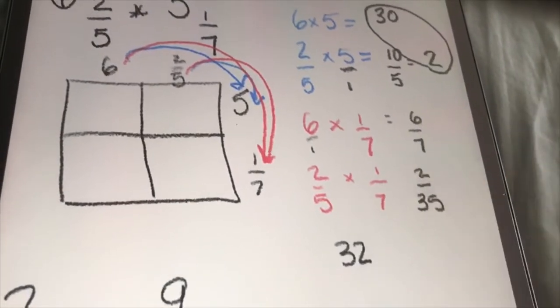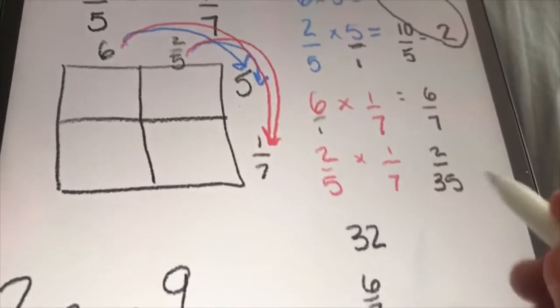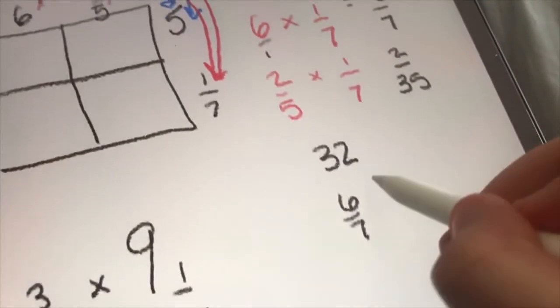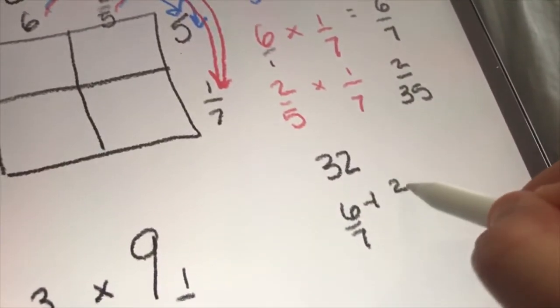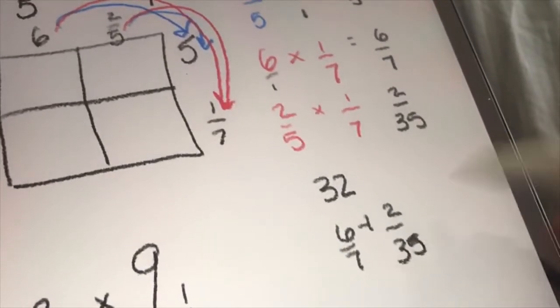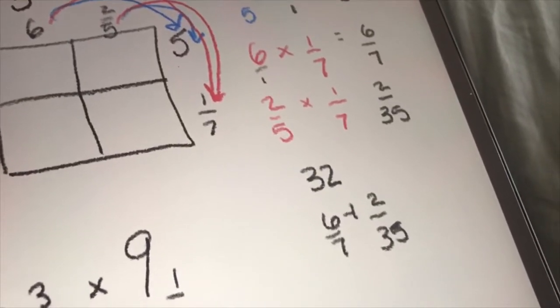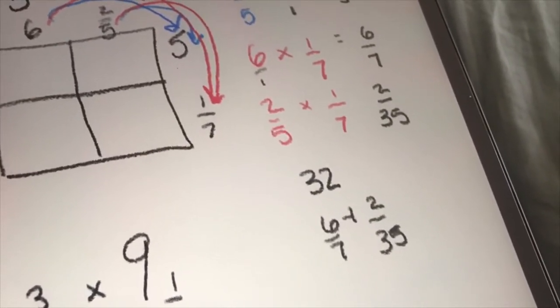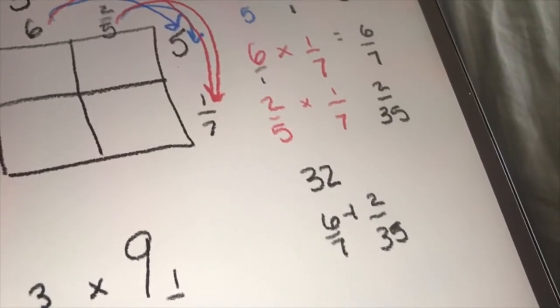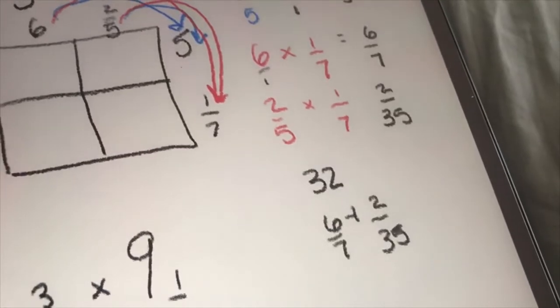Okay, but now I need to add up 6/7 plus 2/35. Okay, so remember we got to find a common denominator. So right now I want you to pause the video and find a common denominator between these, solve it, and check with me to see if you have the right answer.